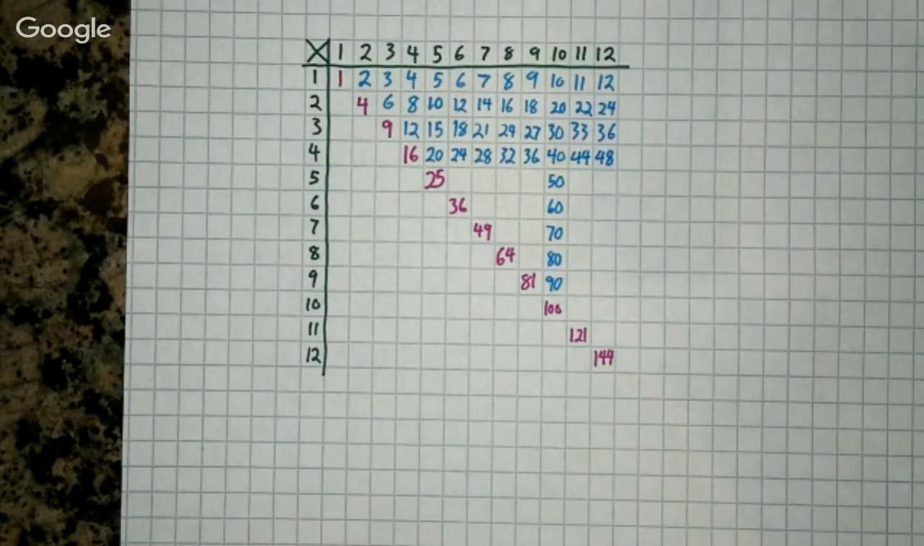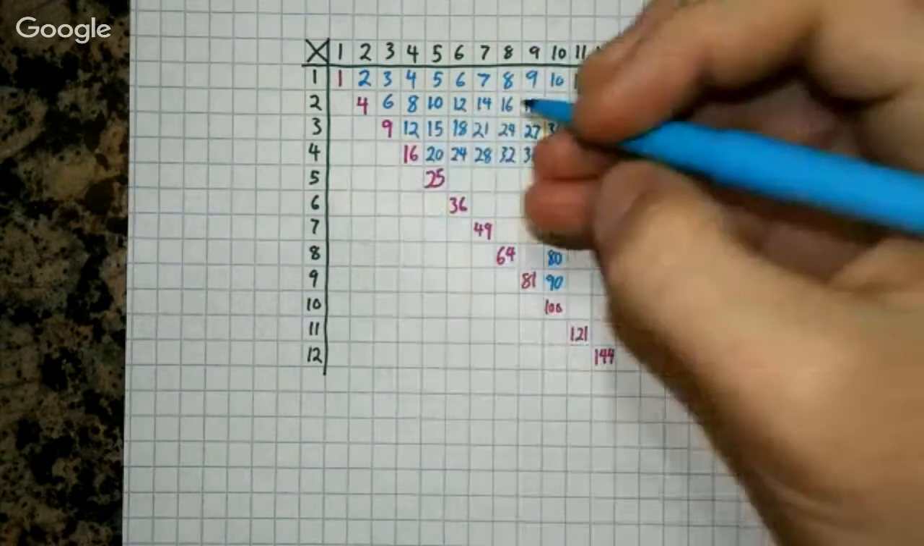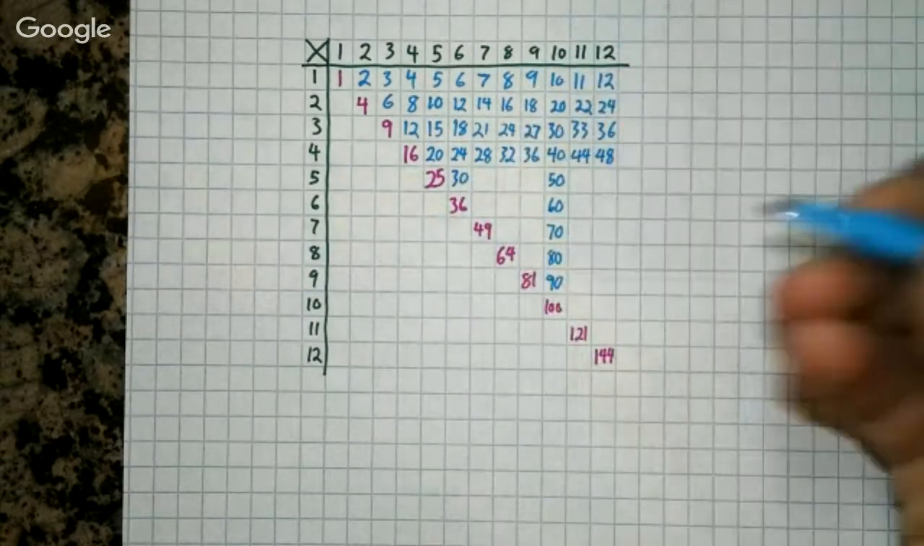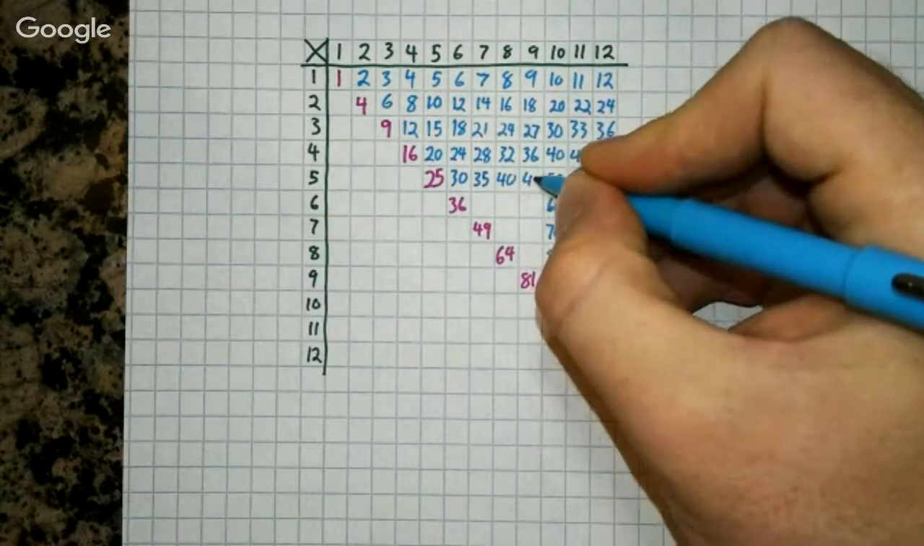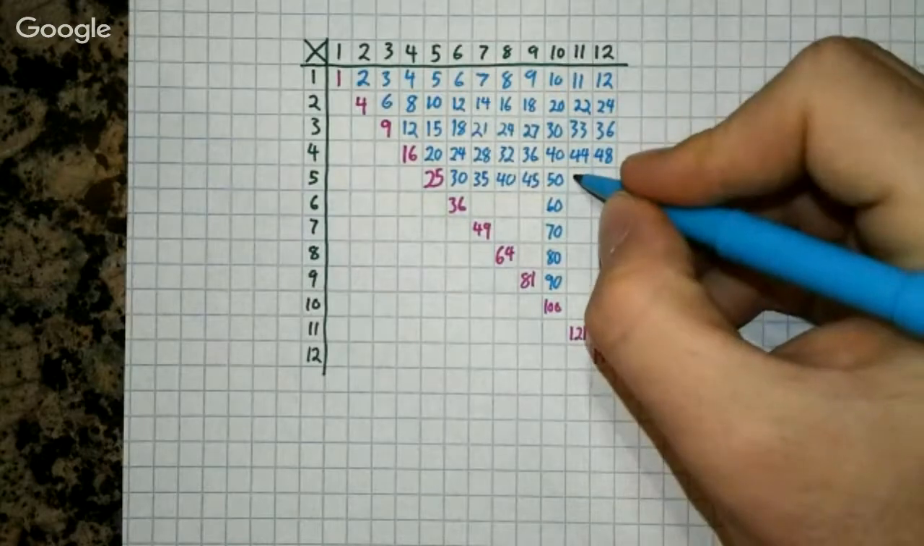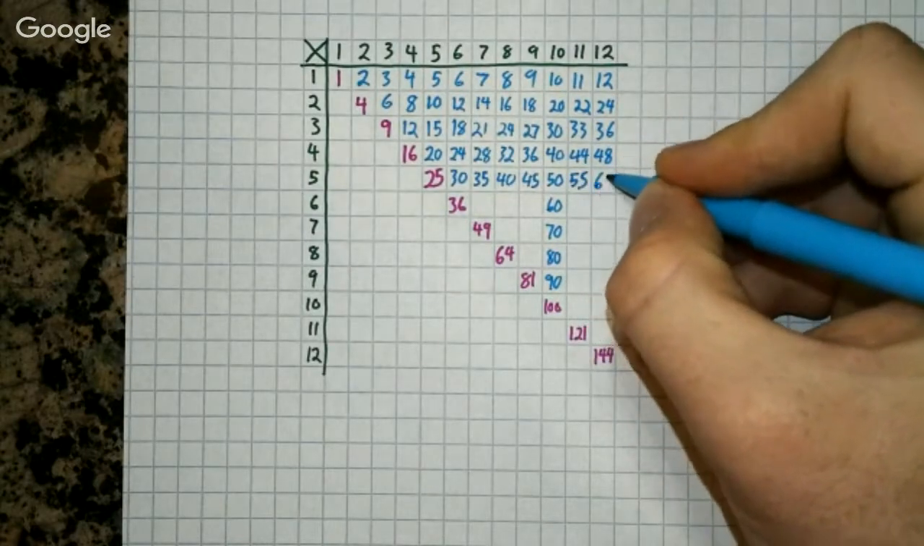Now we're going to an easy one, 5s, which is one of our easier times tables to remember. So 5 times 6 is 30. We're counting by 5, so 35, 40, 45. We already have 50 because that's the 10s. 55, 60.